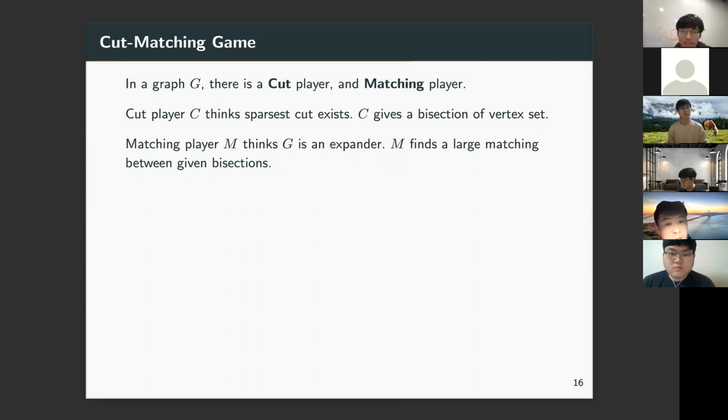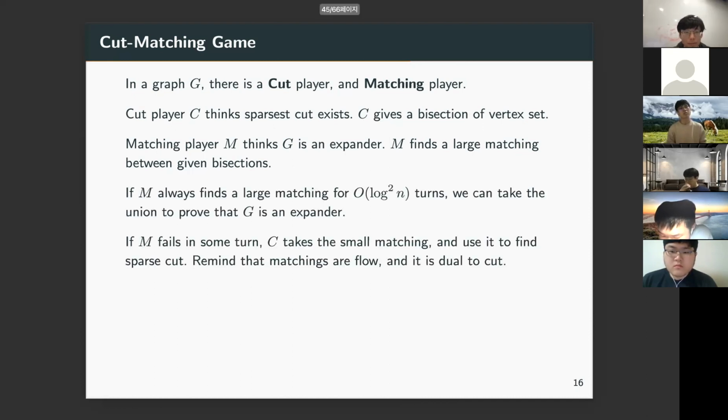So what M does is she finds a large matching between the two sides of the bisection that C had given. It's not intuitive why a large matching counters the claim that a sparse cut exists, or why a large matching implies the expander property. But anyway, let's just move on. If M always finds a large matching for log square n terms, regardless of the strategy of the cut player, then we can take the union to prove that G is an expander.